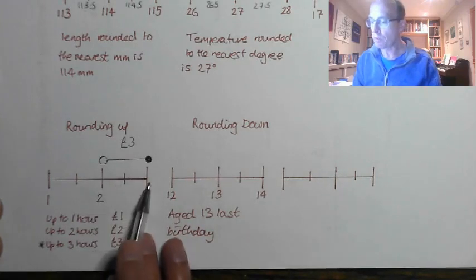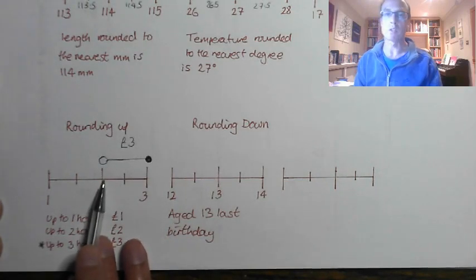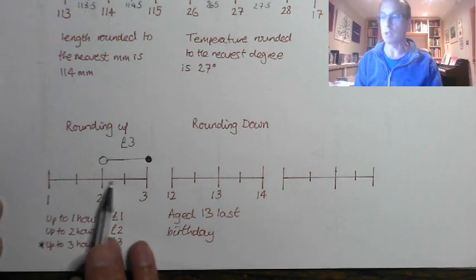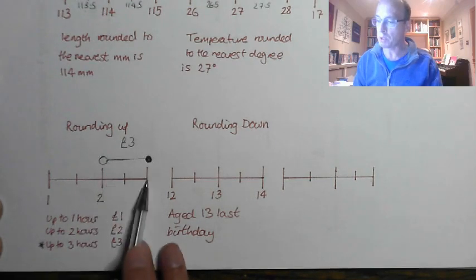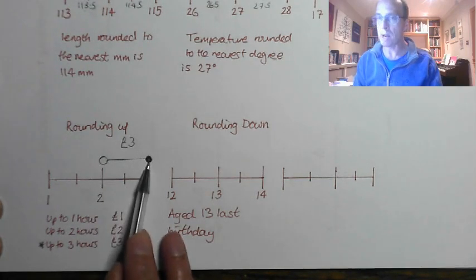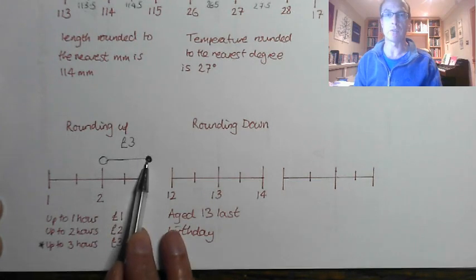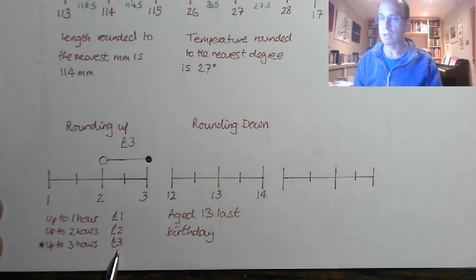So all of these values, we're going to describe it as being rounded up. So that all of the values between 2 and 3 are going to get rounded up and treated as if I've stayed there for 3 hours. So 3 hours, and I get the £3 charge.